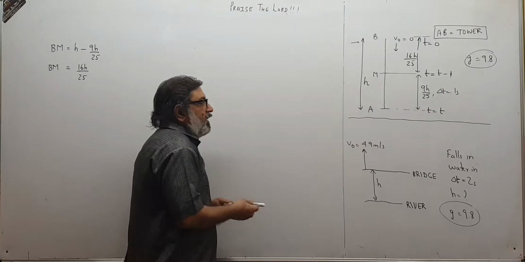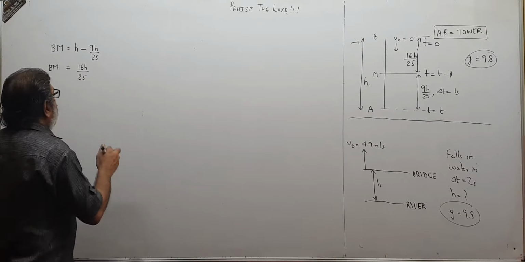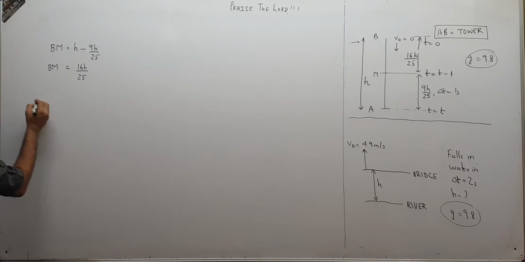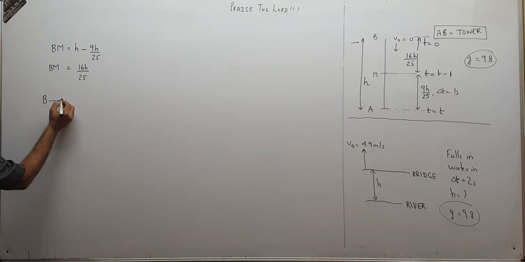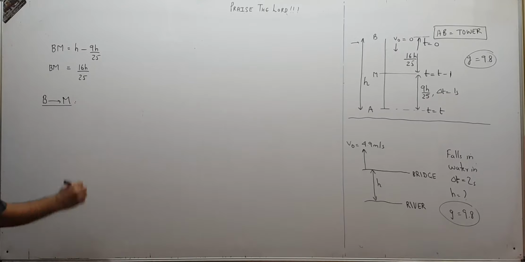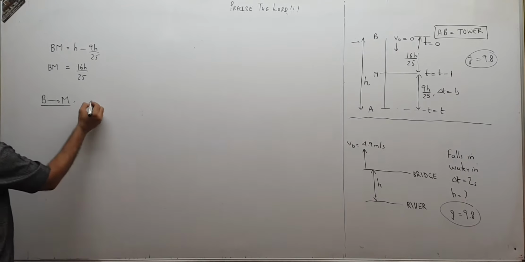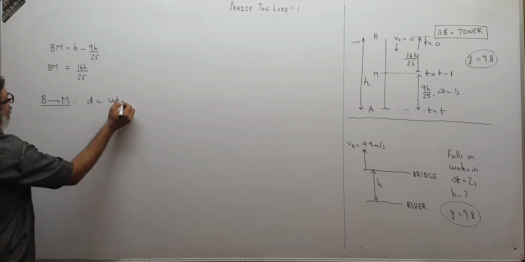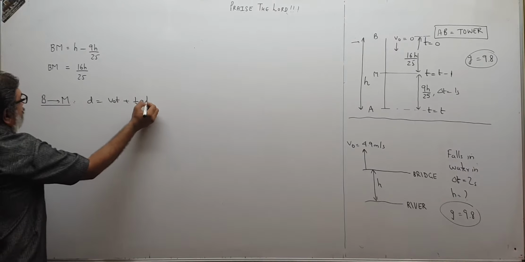So I start my motion always from B to M. So first I see B to M. Why am I starting from B? Because there the initial velocity is 0. So always I will start from B. There is a formula d equal to v0 t plus half a t square.